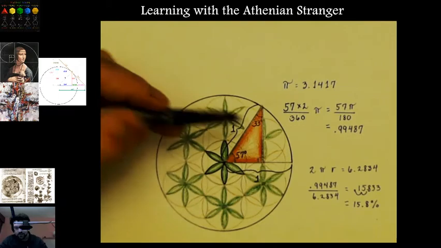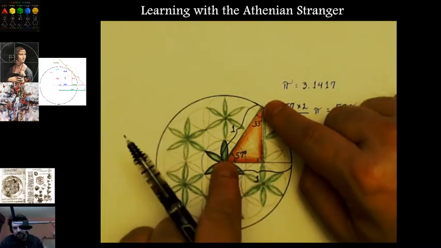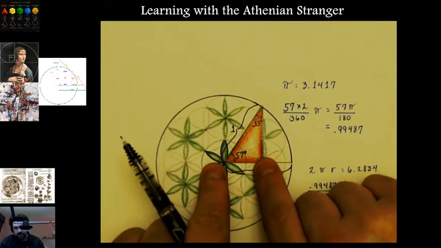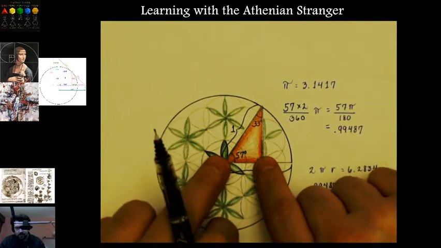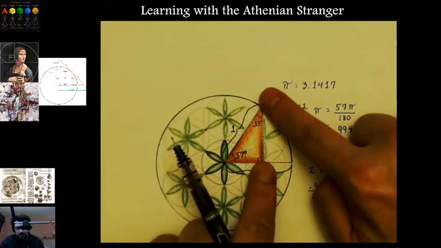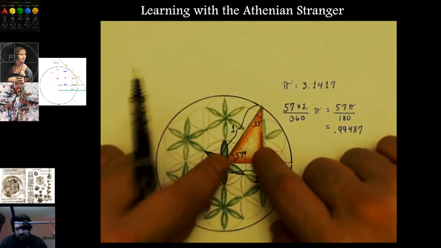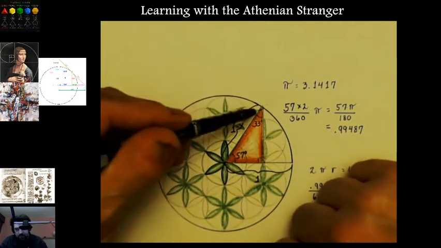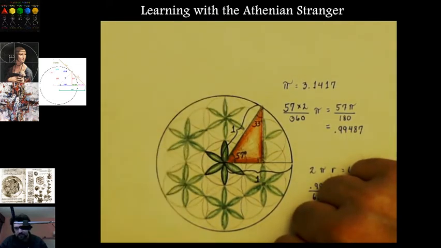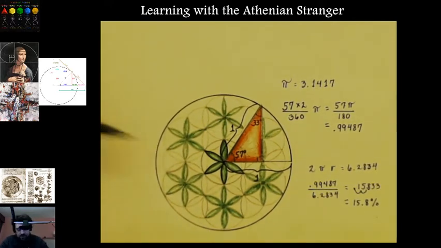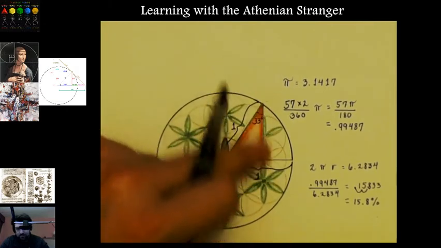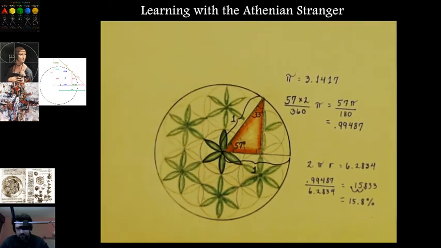If I say sine of 33, I'm talking about this distance here. If I say sine of 57, I'm talking about this larger distance here. If I say cosine of 57, I'm back to talking about this distance. So sine of 33 is equal to cosine of 57. That is the relationship that we are about to exploit in order to solve our missing piece, that height right there. We're going to solve for that.